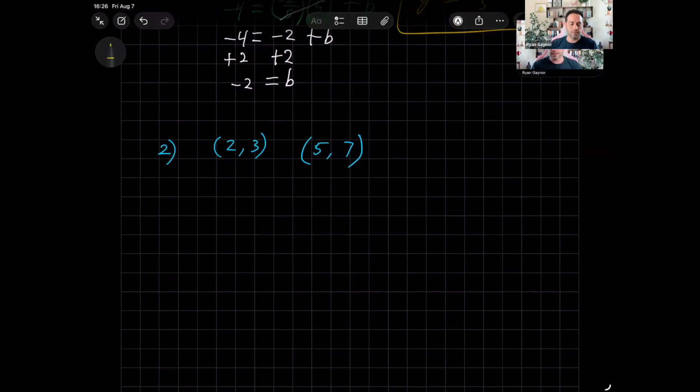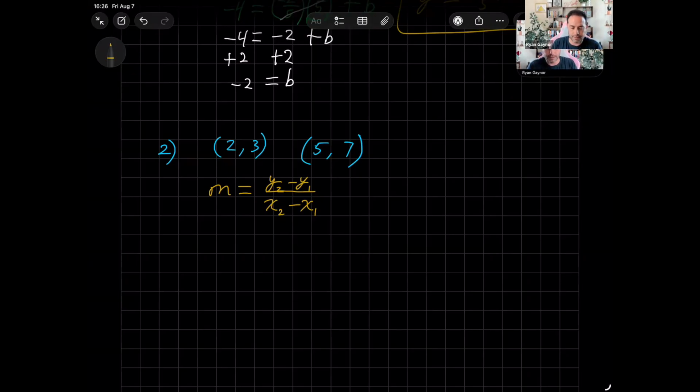Okay, so we have to find the slope first. So let's write out the formula. M equals the second y minus the first y divided by the second x minus the first x. Now, I could have done the first y minus the second y and the first x minus the second x. Doesn't really matter as long as you do it in the same order, right? So if you start with the first one, you got to start with the first one. If you start with the second one, then you got to start with the second one.